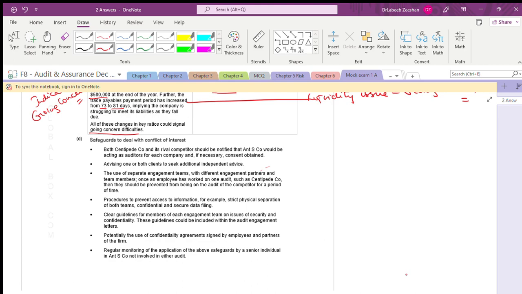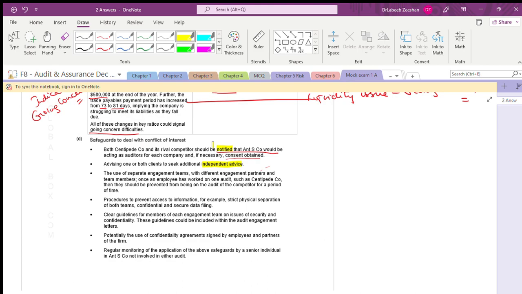Whenever we are doing audit for both the companies, inform them. You as an auditor, both Centrepoint and Rival should be notified that you would be acting as auditors for each. If necessary, you have to get consent. First, you have to inform them. Advise one or both clients to seek independent advice if they have any doubt.